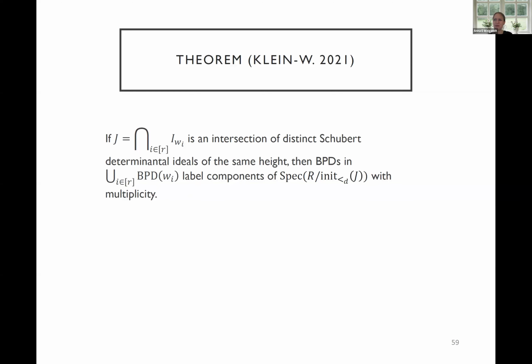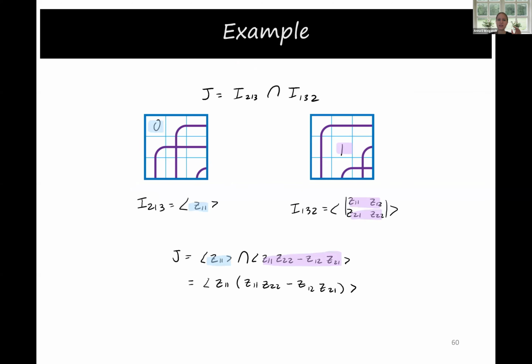So let's puzzle through what this looks like with a really tiny example. So I'm going to take an intersection of these two Schubert determinantal ideals. And then over here, this one is just very simple. Over here, this one has a little more substance. I take the intersection, and I actually just get a hypersurface, or just a single generator.